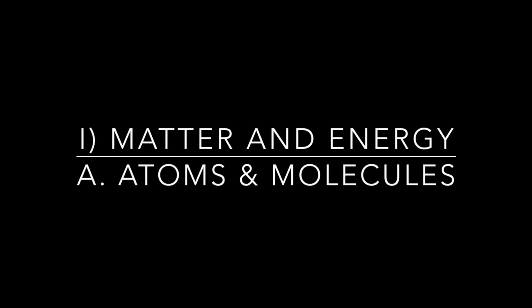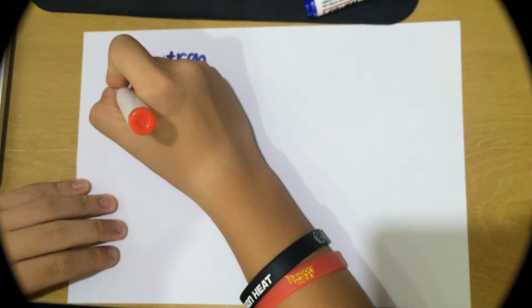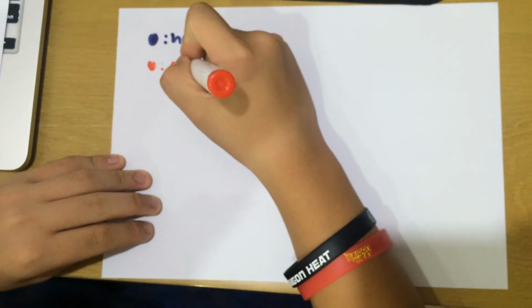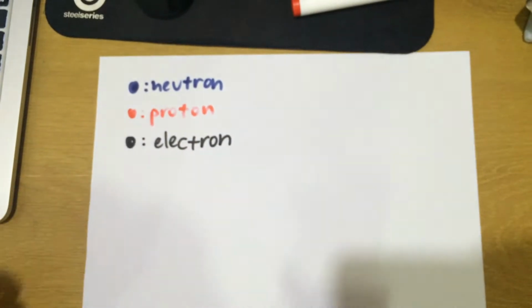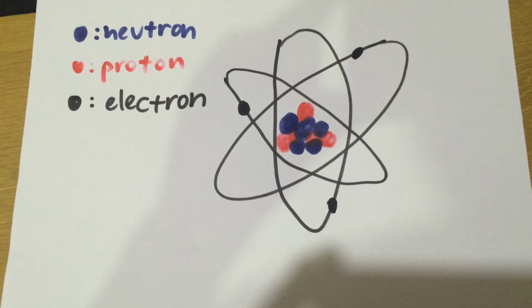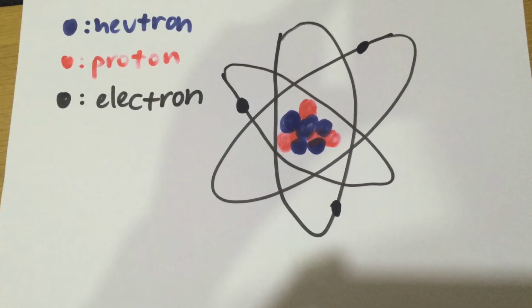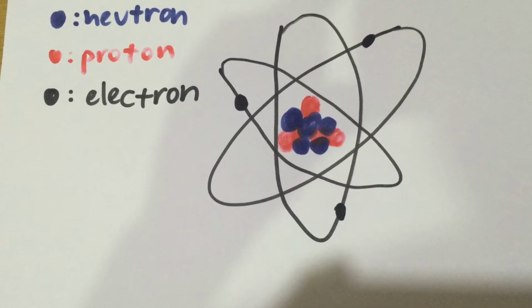Energy. Our first topic is atoms and molecules. The blue dot is for neutron, the red dot is for proton, and the black dot is for electron. And this is how the atom should look like, where the electrons surround the neutron and proton.